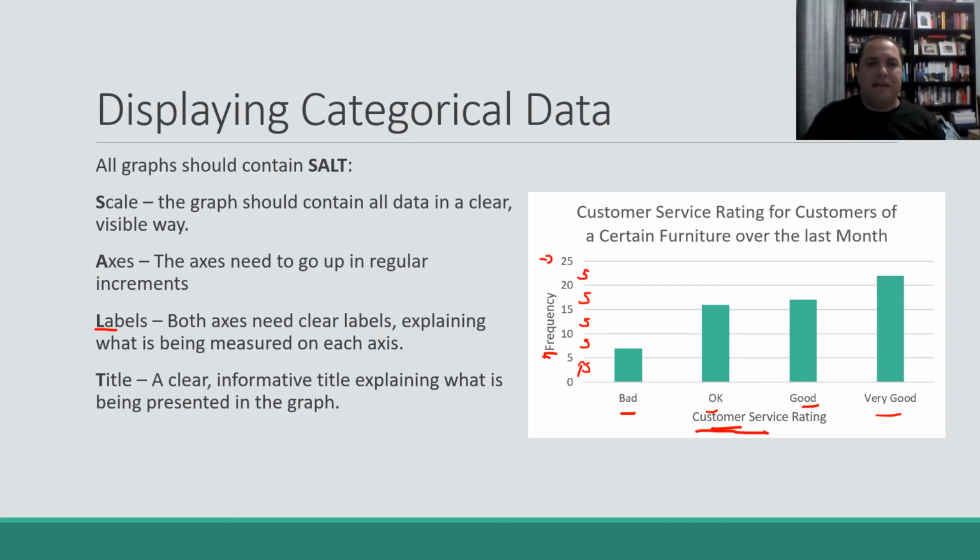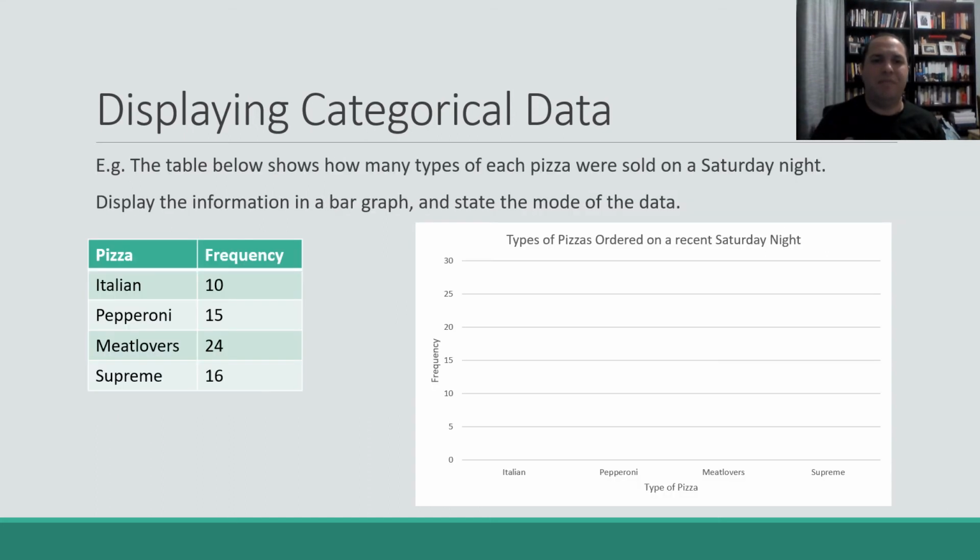And then finally, we need a clear title. So a title that's informative, that's clear, that explains what is being presented in the graph. We've got an example there for you. Right, so let's do an example. We've got a table here that shows the number of types of pizza that was sold on a Saturday night. We're going to display the information in a bar graph.